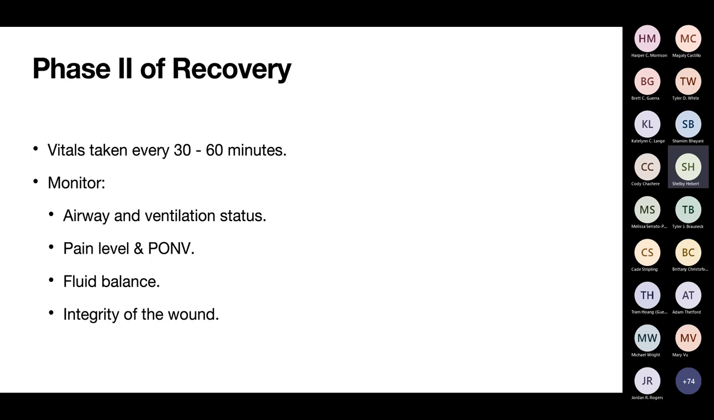Fluid integrity: are they able to get up and go to the bathroom? Do they seem like they've had any sort of fluid issues? Are they hypotensive? And then finally, back again to wound integrity. Just like I said, this is still going to go back to that discharge scoring system. It's just a little bit less specific and less intensive than in phase one.